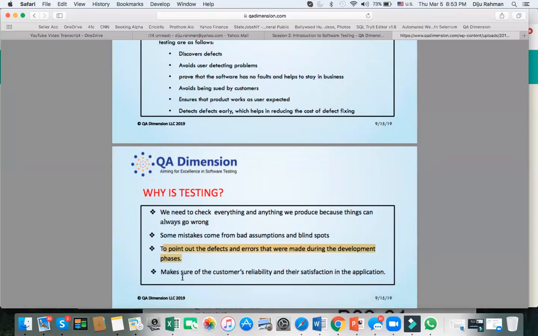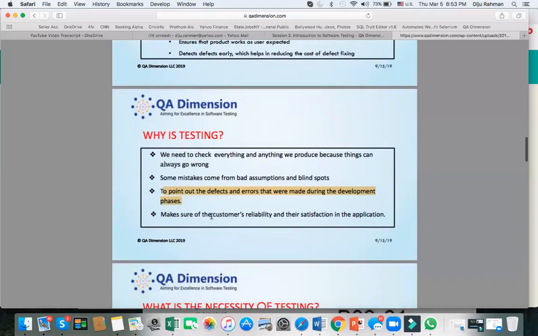Make sense? Yes. And the last is to make sure of customer reliability and their satisfaction in the application. So customer means like end user, right? If the end user does not feel comfortable buying the stuff from your website, that means your website has some sort of major issues. It can be a security issue, it can be a defect, it can be who knows what, right? So when you do software testing, you make sure that there is no defect, there are no other issues, and whoever is going to use your website, he or she is able to perform that action without thinking about other things, right? It will work perfectly. So that's the only reason you have to perform the testing.